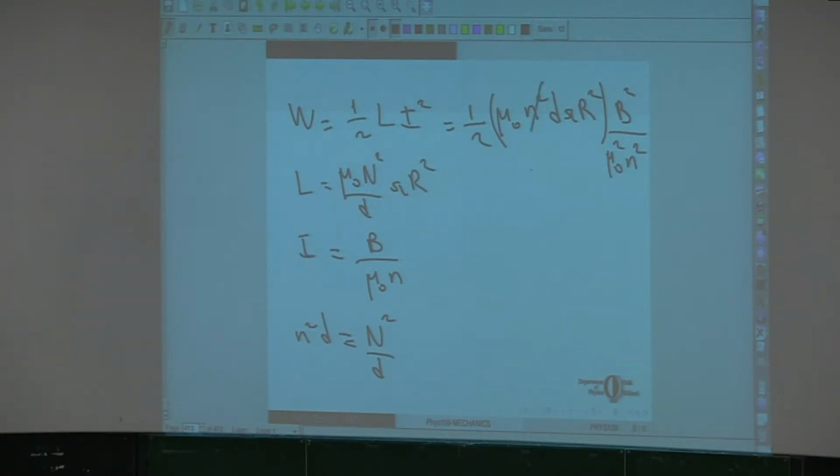Now these ones cancel. What remains is that the energy is equal to 1/2 B squared over mu0 times pi r squared times d. Remember, I'm imagining a cylindrical solenoid, with cross-sectional area pi r squared, and d is the height of my solenoid. So this is the cross-sectional area times the height. This is nothing but the volume of my solenoid.